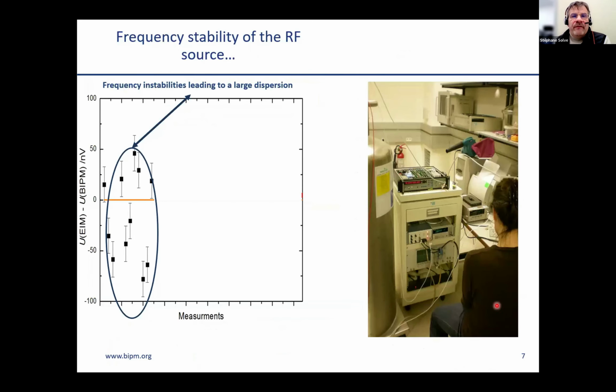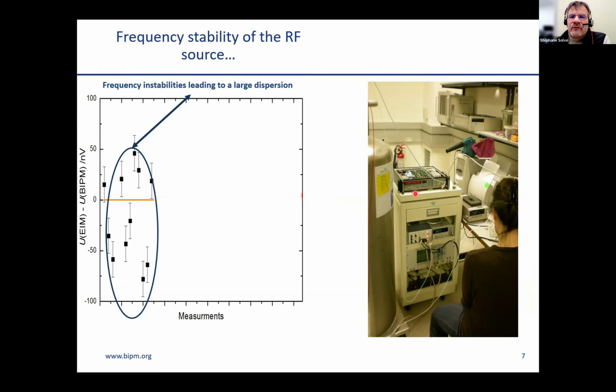Let's take a look now at the importance of the frequency stability of the source that we use to irradiate the array. Those results were obtained during a comparison we had with our colleagues in Greece at EIM in 2009, and you can see that the first results that we obtained are quite noisy, so to say, because they oscillate between minus 50 and plus 50 nanovolts. Trying to find the reason for this dispersion of the results, we found out that there was a not really precise locking frequency on the EIM system.